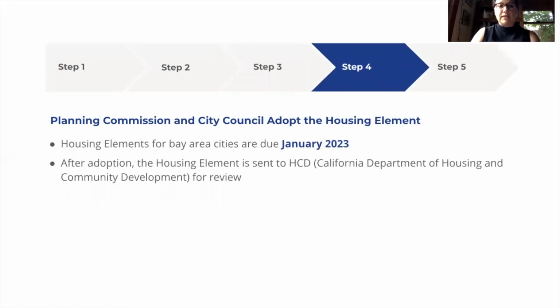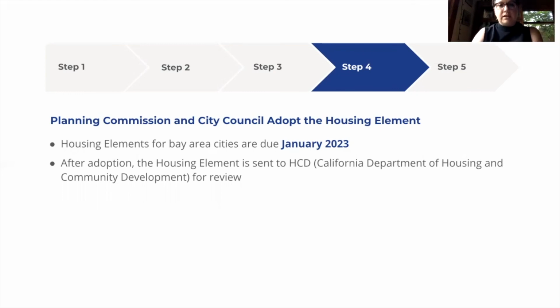So once the housing element is ready to go, it is approved by the Planning Commission and the City Council. They might have submitted it to the state before to just get some preliminary comments, but eventually they'll adopt it by vote, and they'll send it to the state as their final project. And the due date for that final submission for the Bay Area is January 2023. And for Southern California, I've seen a lot of Southern California people here, it's October of this year, 2021.